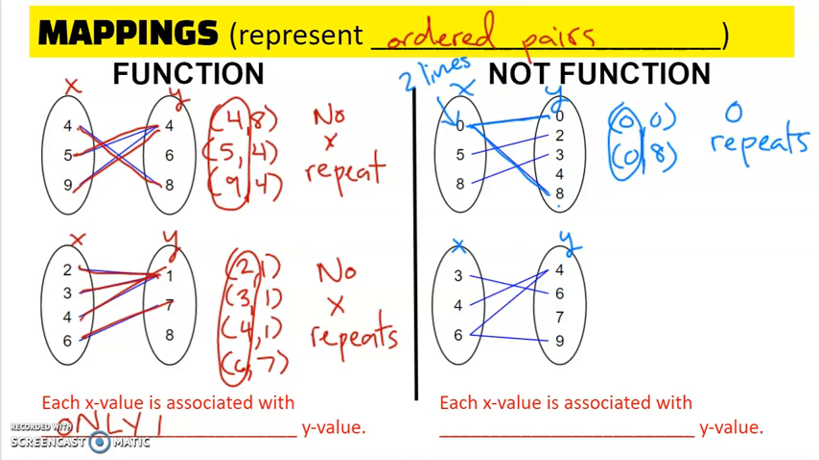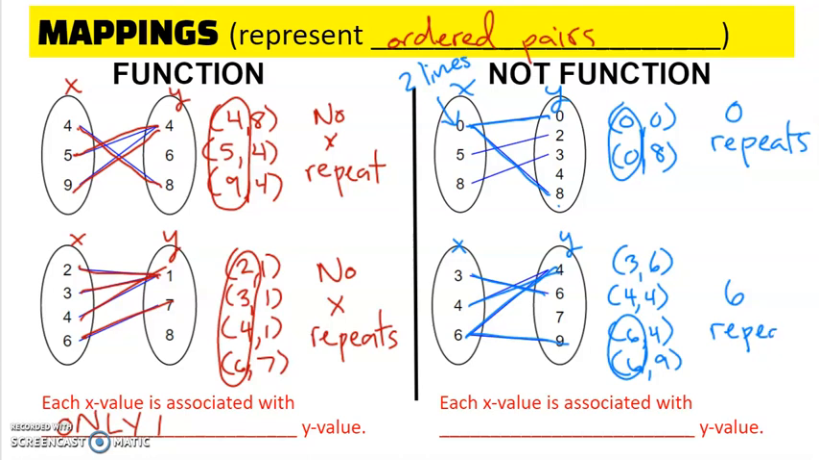Okay. All right, let's look at the last one. So I have 3 connects to 6. I have 4 to 4. I have 6 to 4. I have 6. Oh no, alarm! I just said another 6. That repeats. That makes it not a function. Each X has more than one Y.